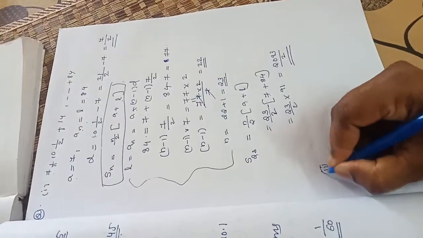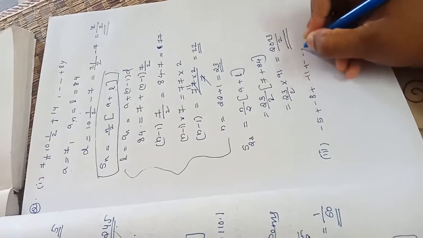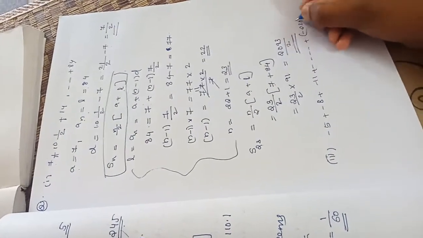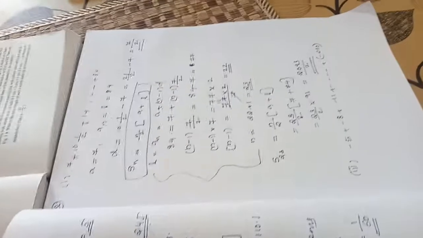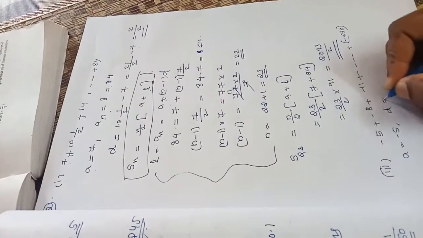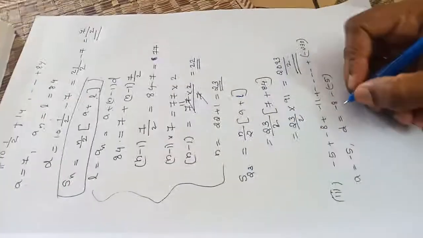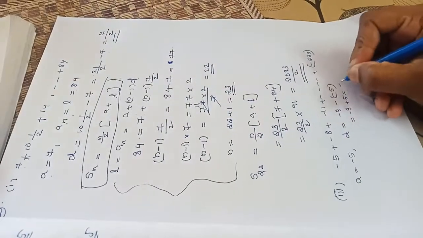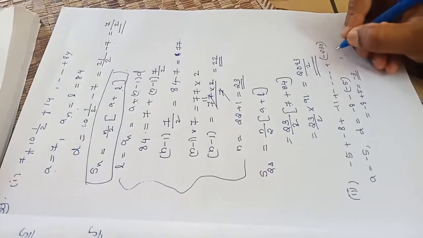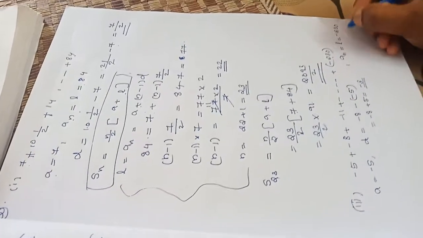Third part I am doing here. Minus 5, plus minus 8, plus minus 11, and so on till minus 230. This is the next question, the third part question. So for this question, what is A? A is equal to minus 5. D is equal to minus 8 minus the first term, second term minus first term. So you will get minus 8 plus 5, which is equal to minus 3, so D is minus 3. And the last term, an is equal to L, what is the last term? Minus 230 is the last term.